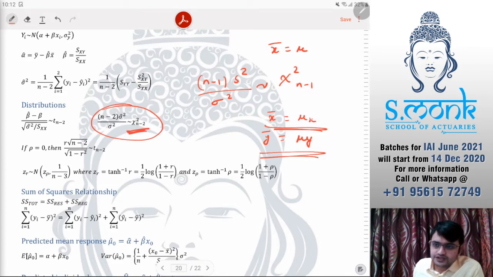Okay, so this is the only formula that is not given in your table book that we require sometimes if they ask us about variance. Otherwise all other things are given in our table book.